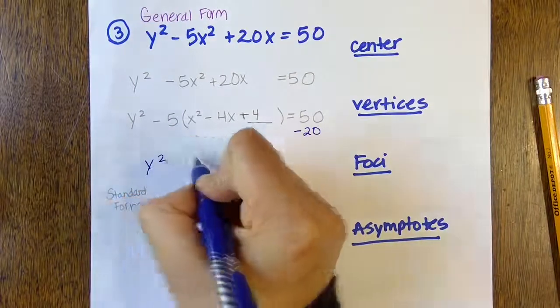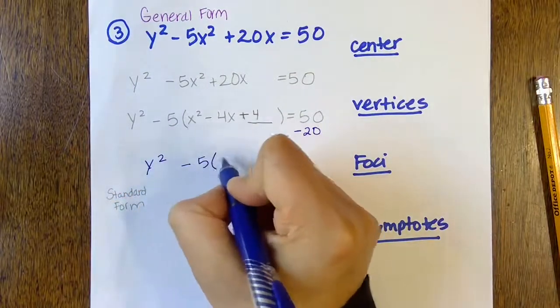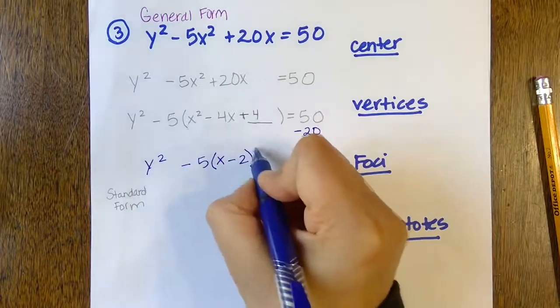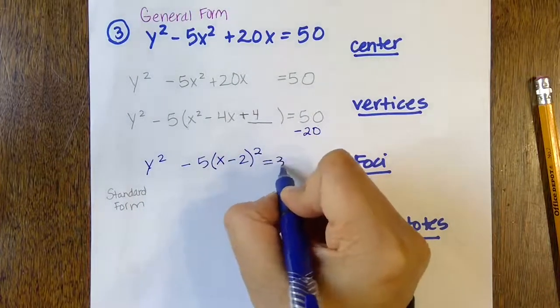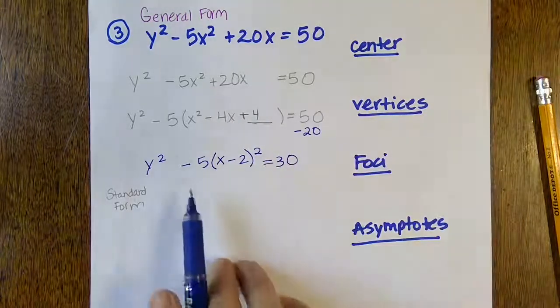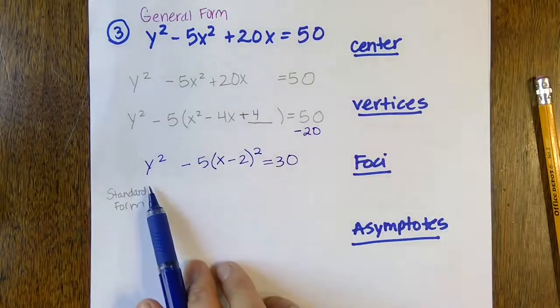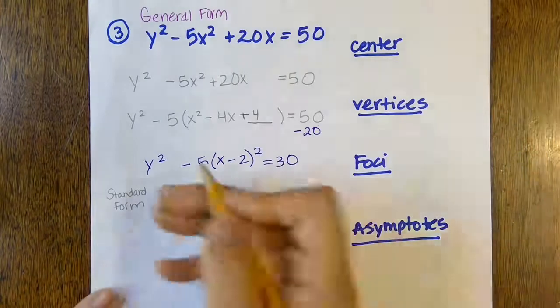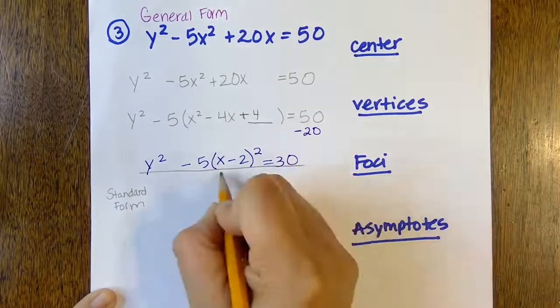Then you're going to write it as a perfect square. 5x, half your middle term. Now, the only other thing that you have to do is this has to be a 1. Well, how are you going to make this a 1? Yeah, divide everything through by 30.